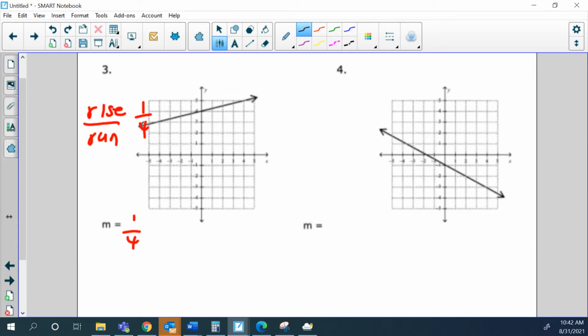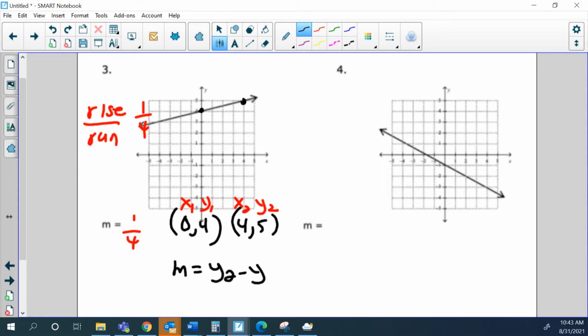This point right here is 0, 4. 0, 4 is that point. And this point right here is 4, 5. 4, 5 is that point. So I'm going to identify my x1 again. This is my x1, that's my y1, this is my x2, that's my y2. And then my slope formula is m is equal to y2 minus y1 over x2 minus x1.